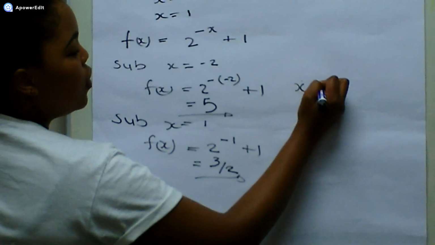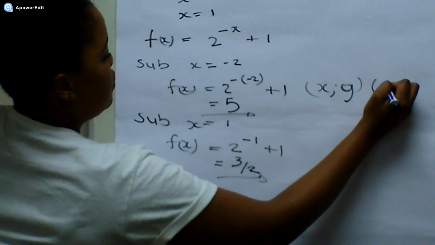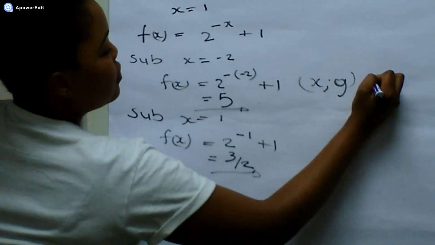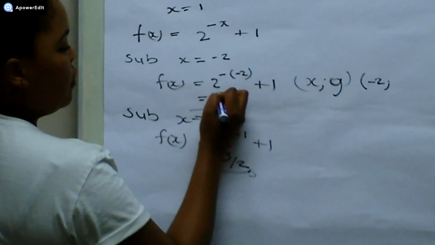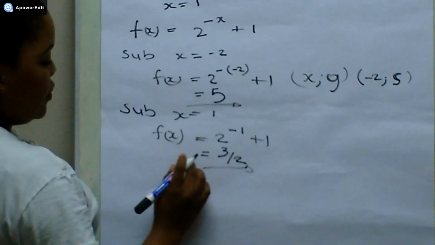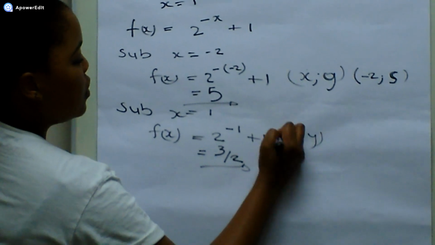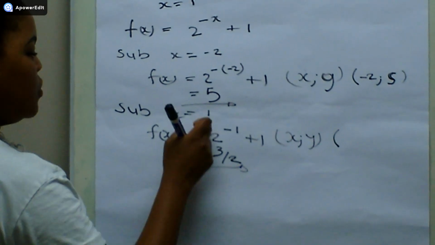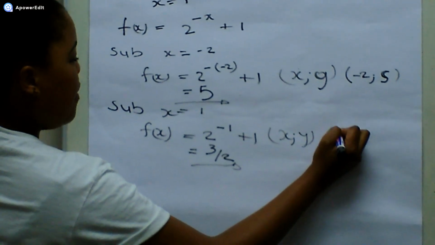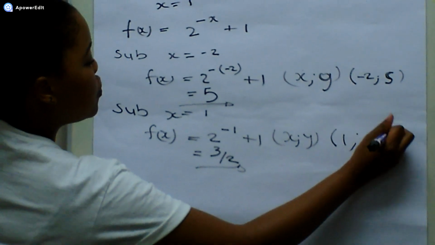So then now what I'm doing is I'm just writing the points, extracting the points from wherever, so you can see that when my x was -2, I got 5, and for the second one, when my x was 1, I got 3/2. So yeah, that's basically that. I hope you guys understand.